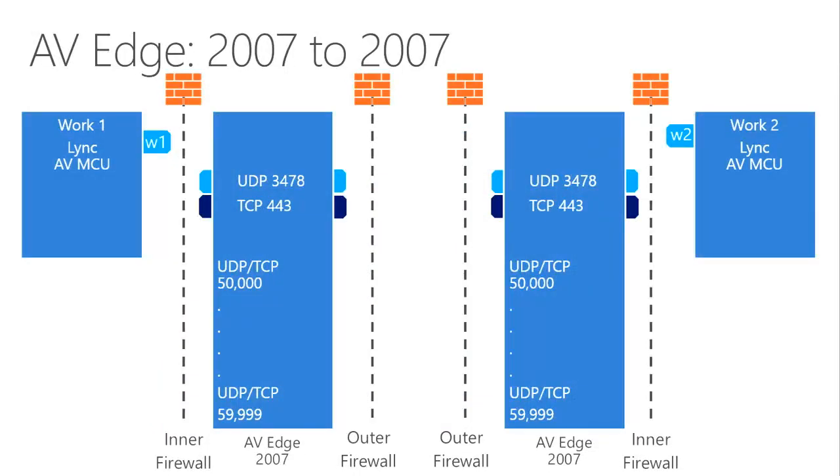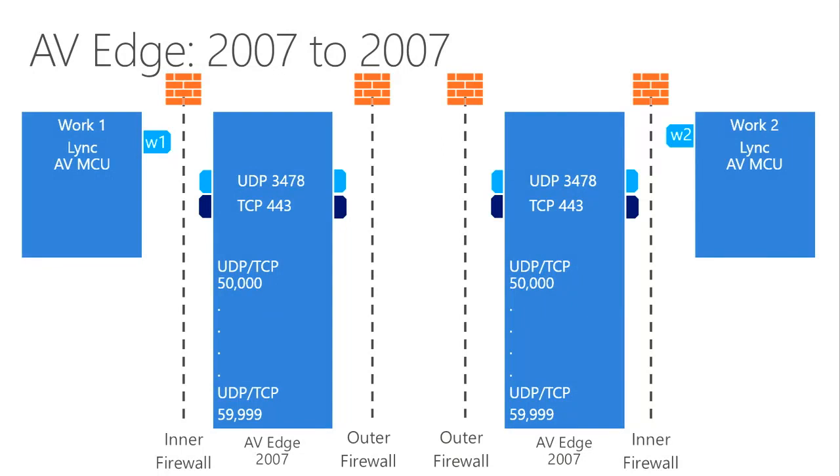What's also very interesting is how the whole 50K port range really works. What do I need to open? Lots of questions, lots of confusion about that. And this slide is the attempt to explain that. We will start with a little bit of a history lesson. So this is OCS 2007. This is how it all started, when we had a media relay for the first time.